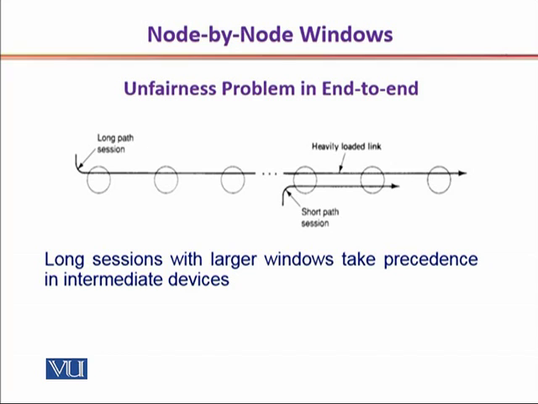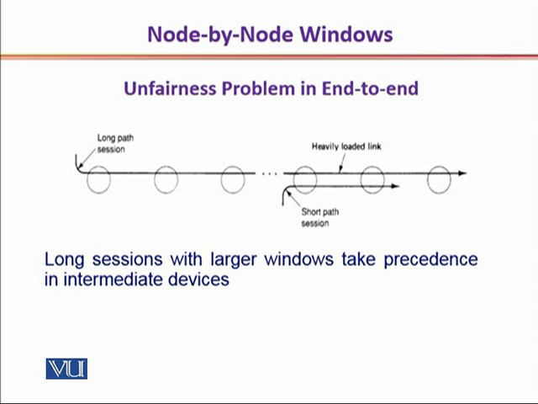An inherent problem with end-to-end flow control is that it tends to be unfair to short flows compared to the long flows. What do we mean by long flows? Long flows, also termed long sessions, are the ones which traverse over long hops, and because of such long hops, the round trip time is large, so the window is kept large to achieve better utilization, whereas shorter sessions have smaller window sizes.